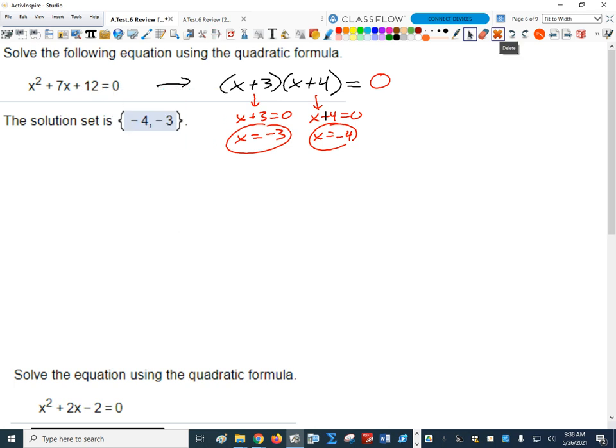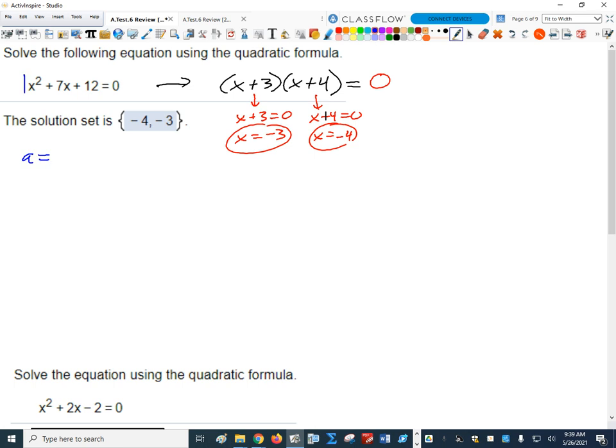But what if we didn't see the magic numbers? There's another method we could use. What's that? Quadratic formula, right? We can always use the quadratic formula. This is what we did is better. It's quicker, much quicker and easier. But we could use the quadratic formula.